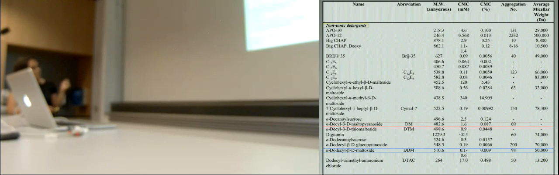Here I highlighted DM. I basically prefer DM because it has quite a high CMC and it's good for the 2D crystallization process. Sometimes you cannot use a high CMC detergent, so you have to go with some low CMC detergents such as DDM or Cymal or some other detergent. Then you have to find the right way to remove the detergent during the 2D crystallization process.